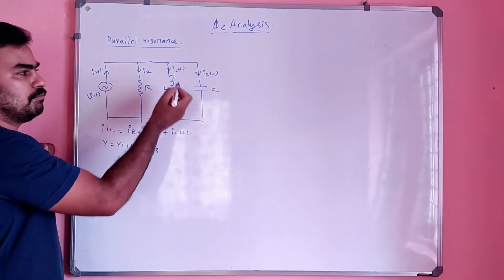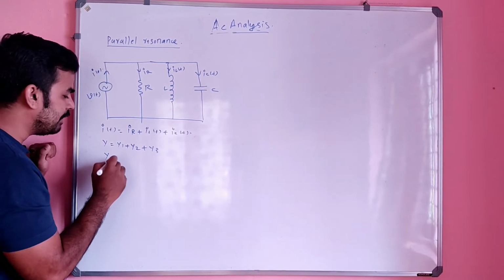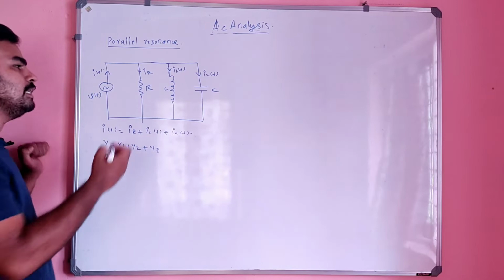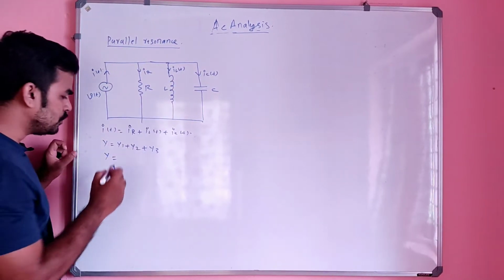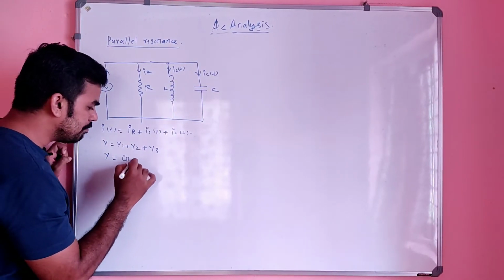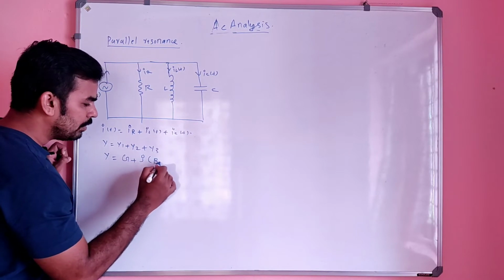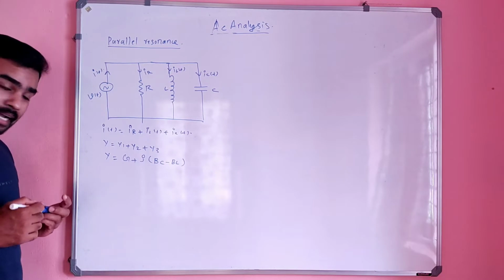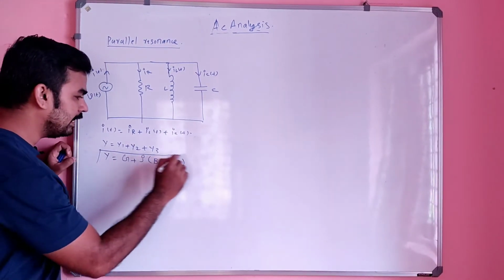We already derived the RL circuit and RC circuit. Let's combine them together to form the admittance of the RLC circuit. So can I write like this: G plus J into BC minus BL? Is it possible to write like this?